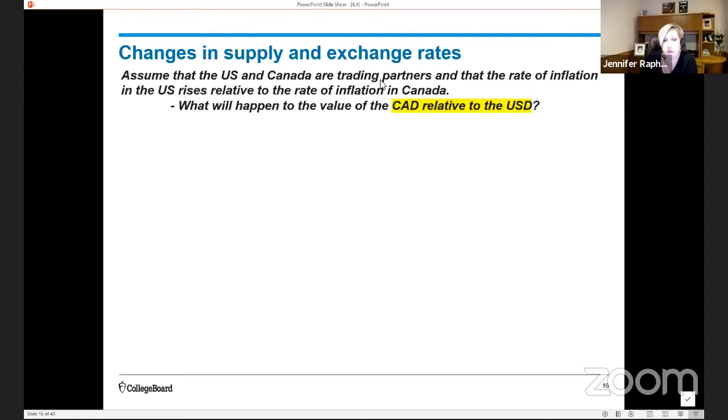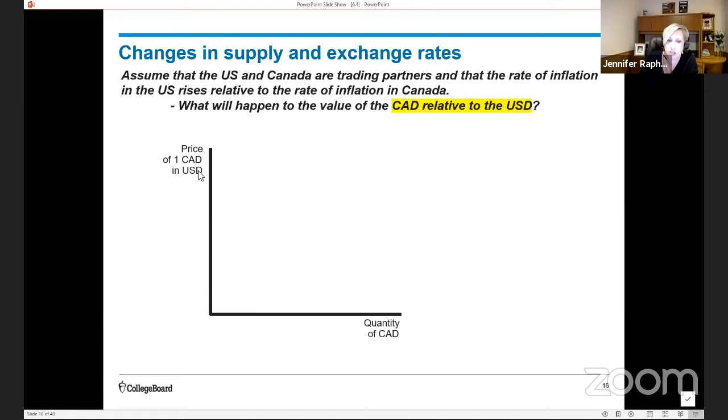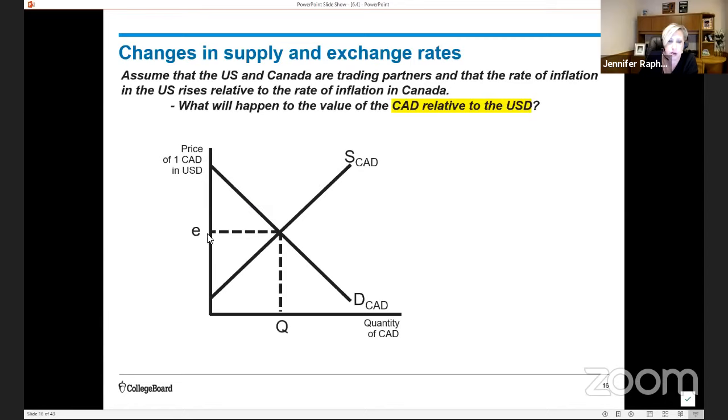So assume the US and Canada are trading partners. The rate of inflation in the US rises relative to the rate of inflation in Canada. What happens to the value of the CAD? So now we want the price of Canadian dollars in US dollars. We want a supply and a demand for CAD curve. We want an initial equilibrium exchange rate.